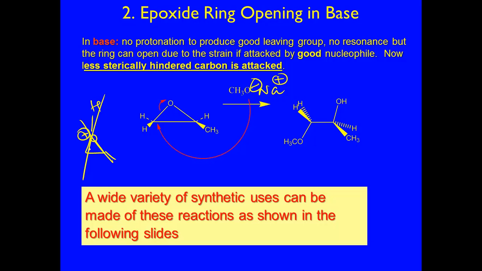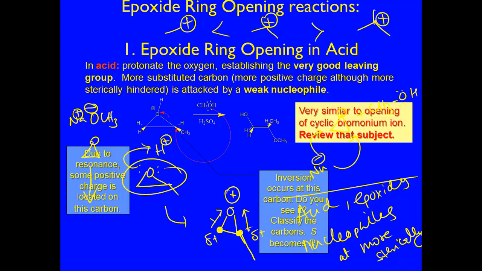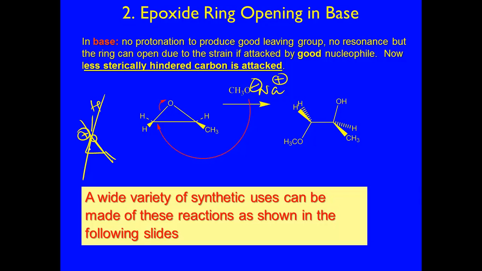And where do they attack? They attack at the less hindered carbon, because this is like an SN2 reaction. In the acid case, it's like an SN1 reaction. You have a carbocation, a little bit of delta positive charge, and all those charges that we talked about. Here there is no charge on the epoxide, so to speak. So this is an SN2 reaction. An SN2 reaction prefers the less hindered carbon. Right? An SN1 reaction is happier at the more substituted carbon.